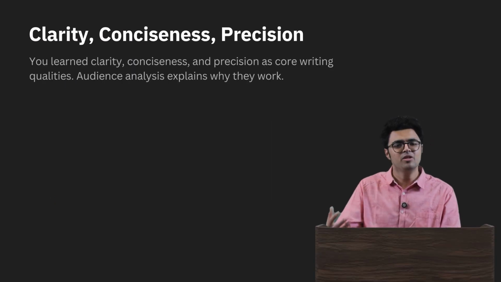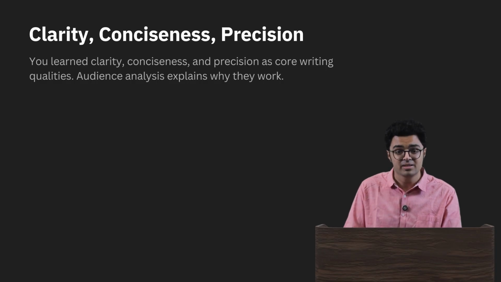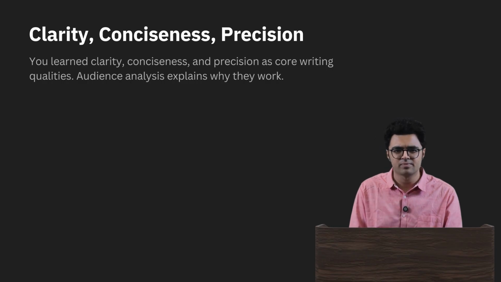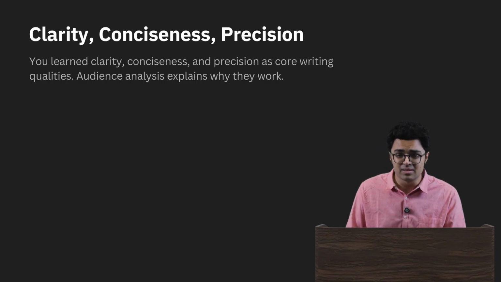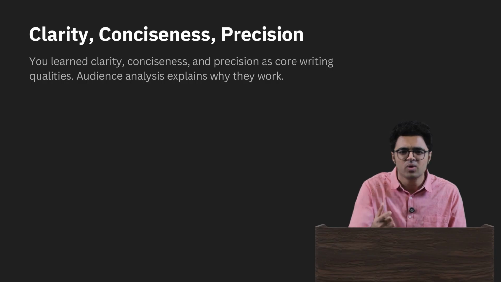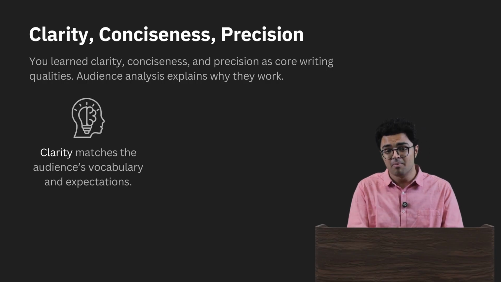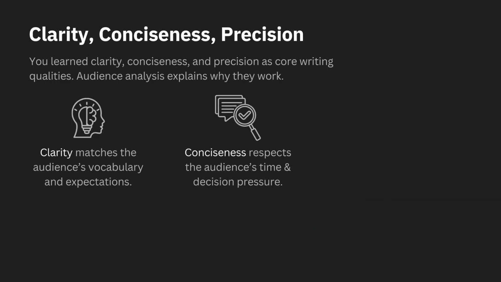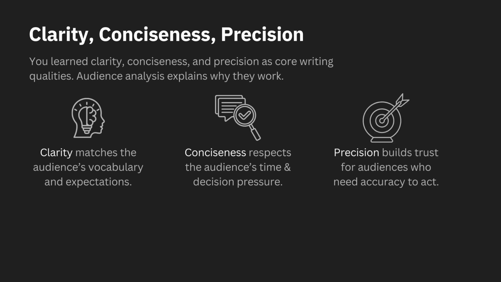Let's now look at some other principles that we touched upon: clarity, conciseness, and precision. We learned that clarity, conciseness, and precision are core writing qualities. Audience analysis in this case explains why they work. Clarity matches the audience's vocabulary and expectations. Conciseness respects the audience's time and decision pressure. Precision builds trust for audiences who need accuracy to act.